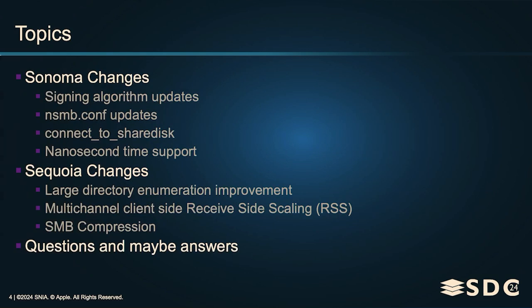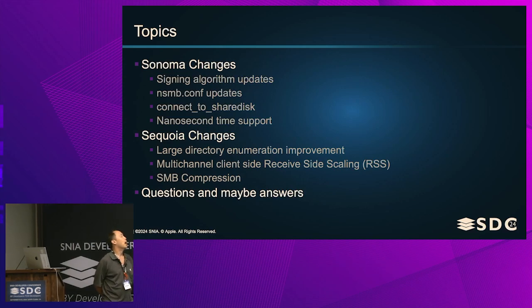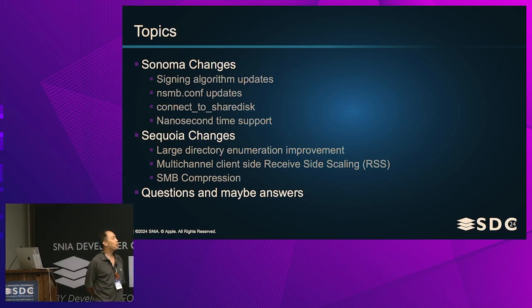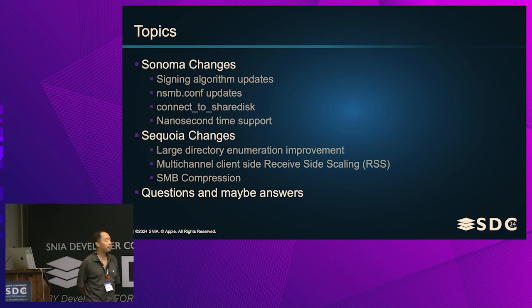So today, what are we going to cover? It's been about 2 years since I gave this speech, so we've shipped about 2 OSs. We actually just shipped Sequoia, I think, on Monday. So I'm going to go over some of the changes that we made in Sonoma, some of the signing stuff that we added, some housekeeping work on the nsmb.conf file, a new option that we call connect to share disk. We also added nanosecond time support.